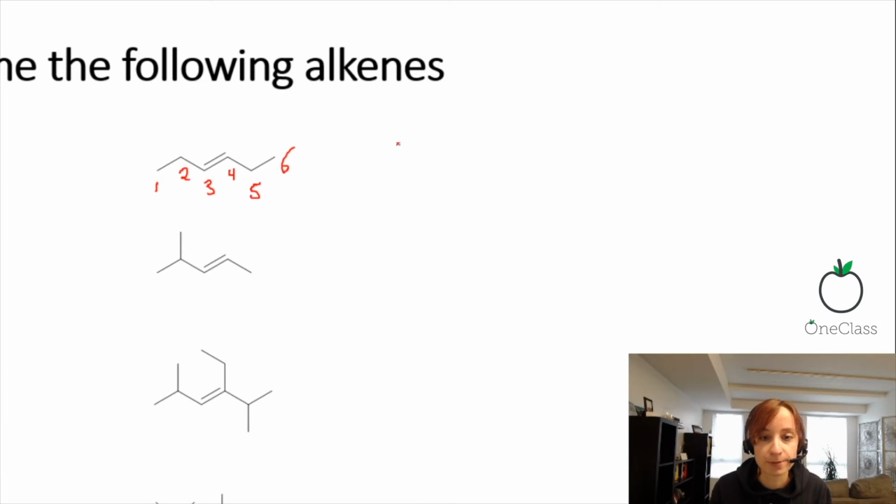So the way this will be written is hex for 6. Our alkene starts at carbon number 3, and then ene. That's it, because it's an alkene.